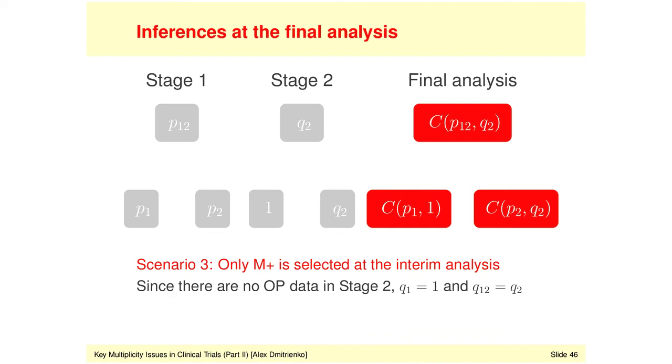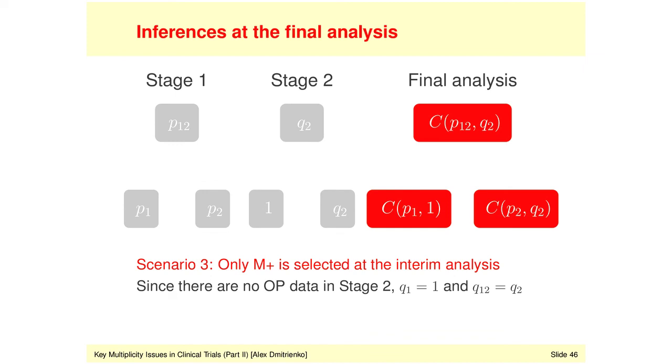Here we assume that based on the data available at the interim analysis, the sponsor decided to discontinue enrollment of patients within the biomarker negative subpopulation, and therefore only the M plus test will be selected for the final analysis. To take this information into account, all we have to do is to modify the definitions of the p-values computed from the stage 2 data set. As you can see on the slide, the p-value for the overall population, which is Q1, will be set to 1, and the intersection p-value Q12 will be set to Q2.